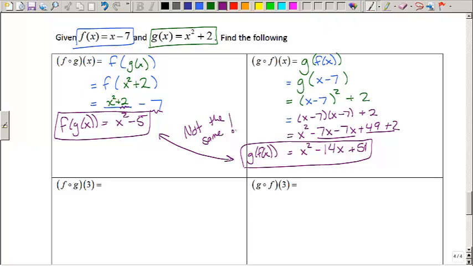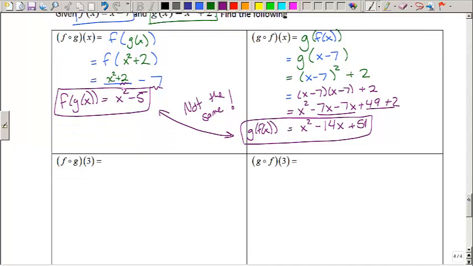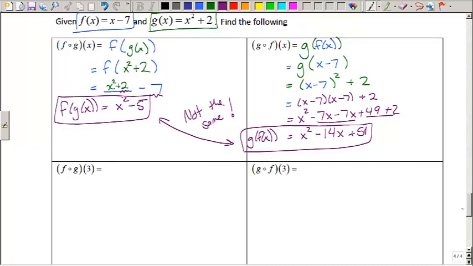Sometimes they may be the same, and we'll talk about that in the next lesson, but in this case they are not the same, and oftentimes they are not the same. So you have to be careful of the order in which you see the functions being composed. Now next we see f of g of a number, in this case the number 3. So when I'm trying to find f of g of 3, I actually have two methods that I'm going to be showing you.